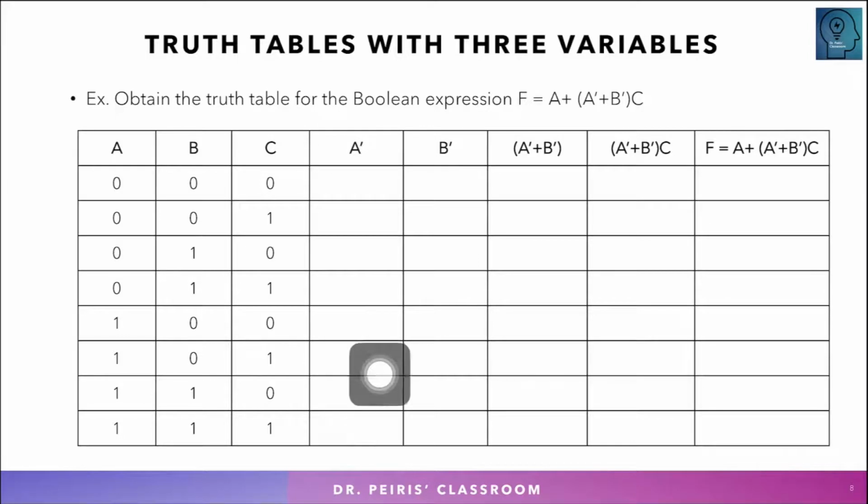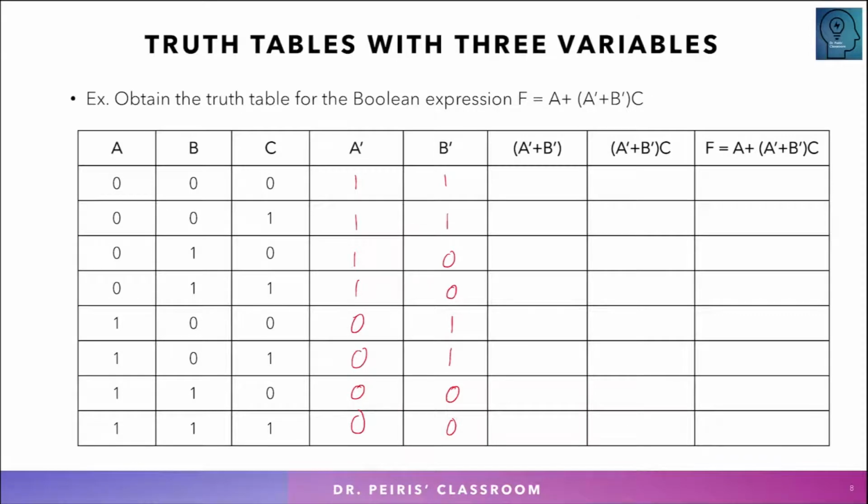So to get the a prime, complement the a, zeros become ones and ones become zeros. So these become all ones, then 0 0 0. Similarly, to get the b prime, you complement the column b, the zeros become ones and ones become zeros. This is 1 1 0 0, 1 1 0 0. And then we do the parentheses. So in the parentheses we have a prime or b prime. So we do the operation between these two columns.